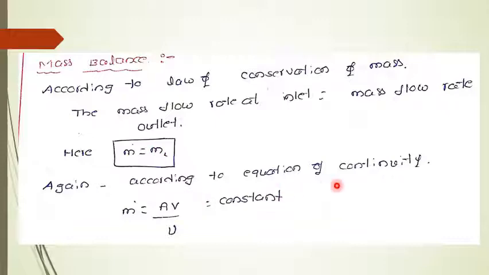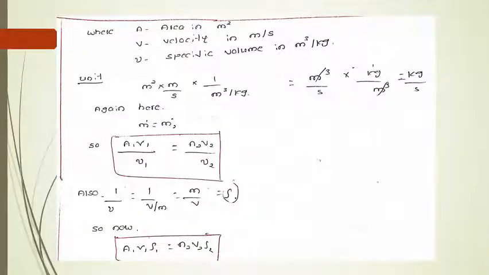Again, according to the equation of continuity, which we derived in fluid mechanics, m dot equals area into velocity divided by specific volume, which is always constant. This is the continuity principle, where A is area in meter square, V is velocity in meter per second, and small v is specific volume in meter cube per kg. If you substitute the units, you will get kg per second. Now m dot equals m dot 1, which equals m dot 2, from the conservation of mass principle.